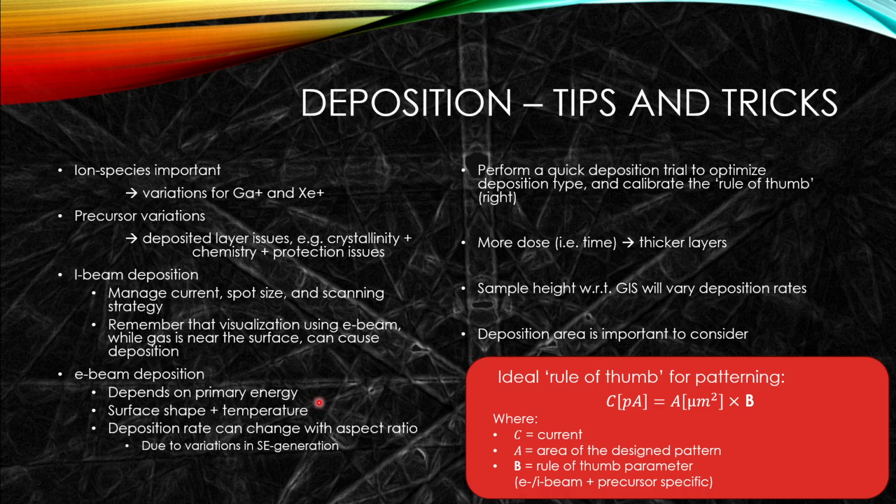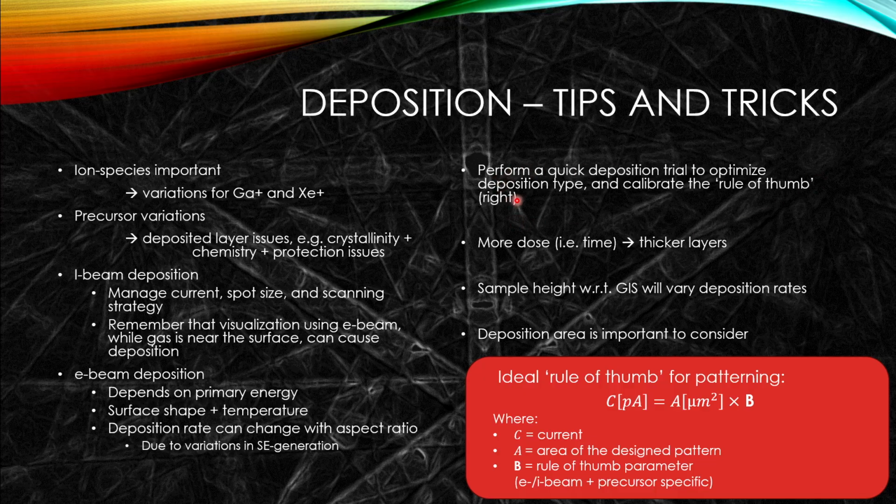It will of course depend on the surface shape. For instance, secondary electrons, you get an increase in secondary electron emission towards the edge of samples. It will also depend on the temperature of the system. The deposition rate therefore will change significantly with aspect ratio, and so that's very important, especially as you're building up, for instance, three-dimensional structures.